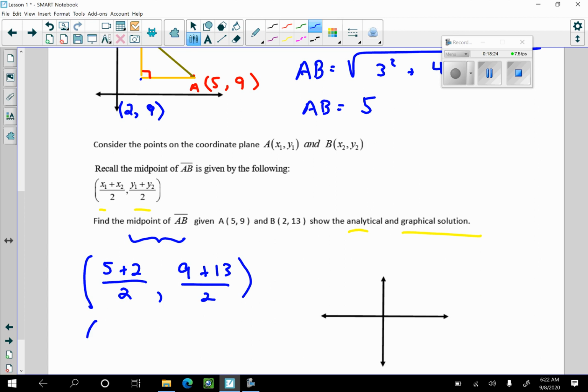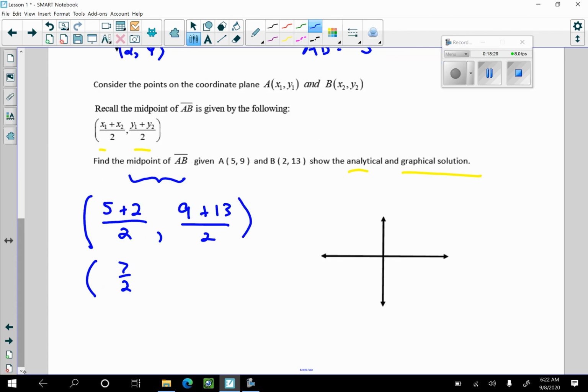And what is that point? This is going to be 7 halves. Let me scoot down here a little bit. This is going to be 14 divided by 2, or 22 divided by 2, which is 11. So this midpoint then is going to be 3.5, comma, 11. What we want to do graphically is just make sure that this is about where it should be if I were going to do this on the graph.